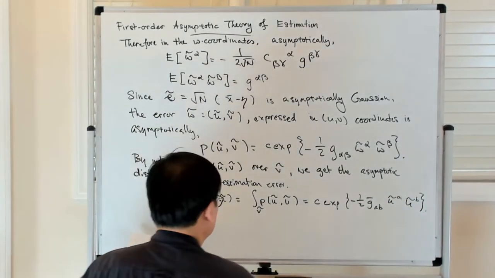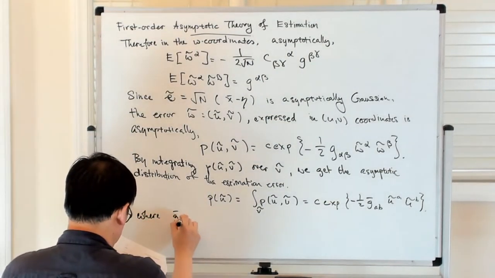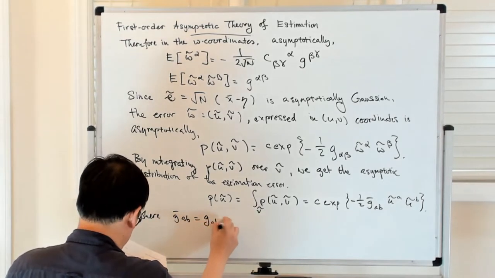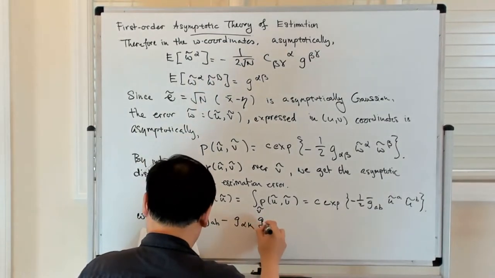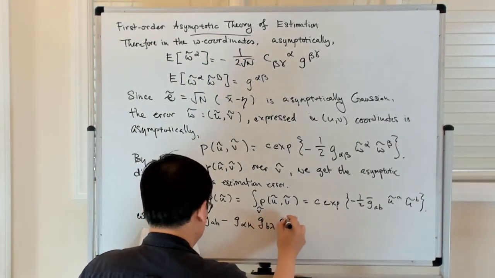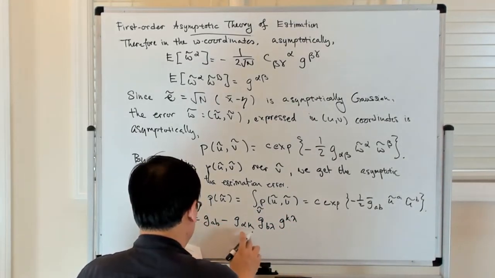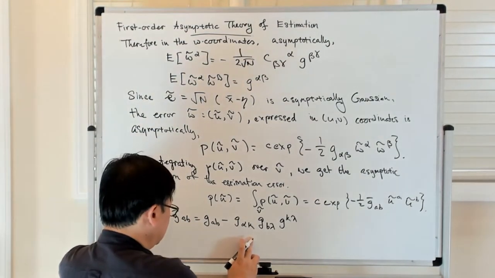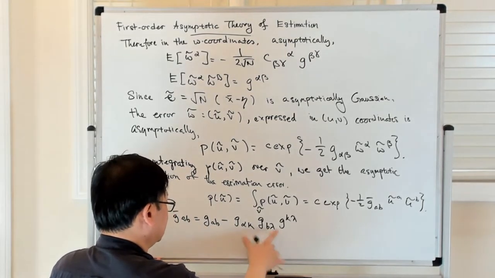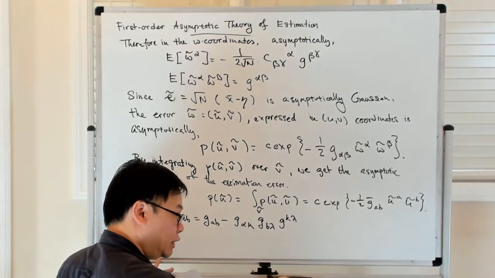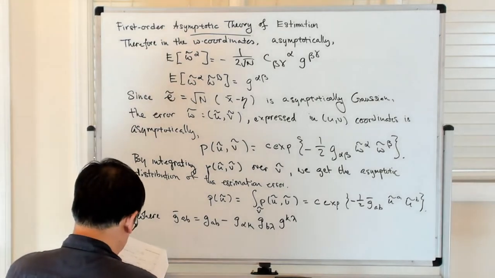Then I have to say what that thing is, where g bar_{AB} is g_{AB} minus g_{Aα} g^{αβ}... g_{βB}, roughly the Schur complement. If you recall, this comes from the partitioning of the metric tensor into the components which are in the u direction and the v directions.